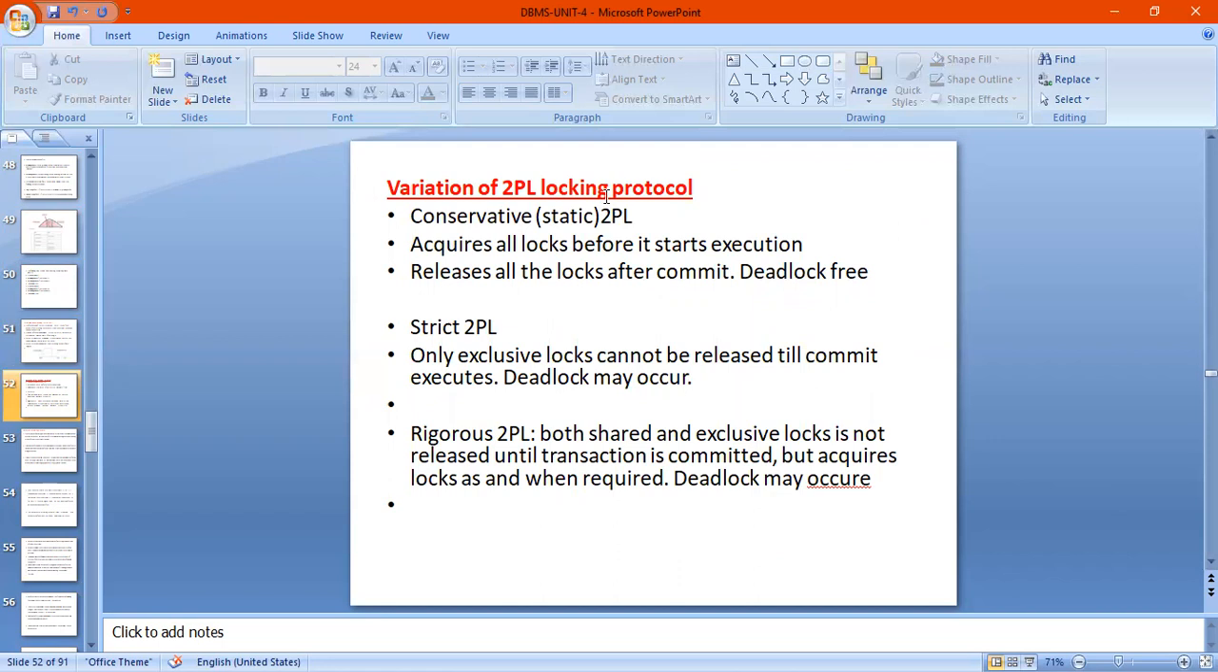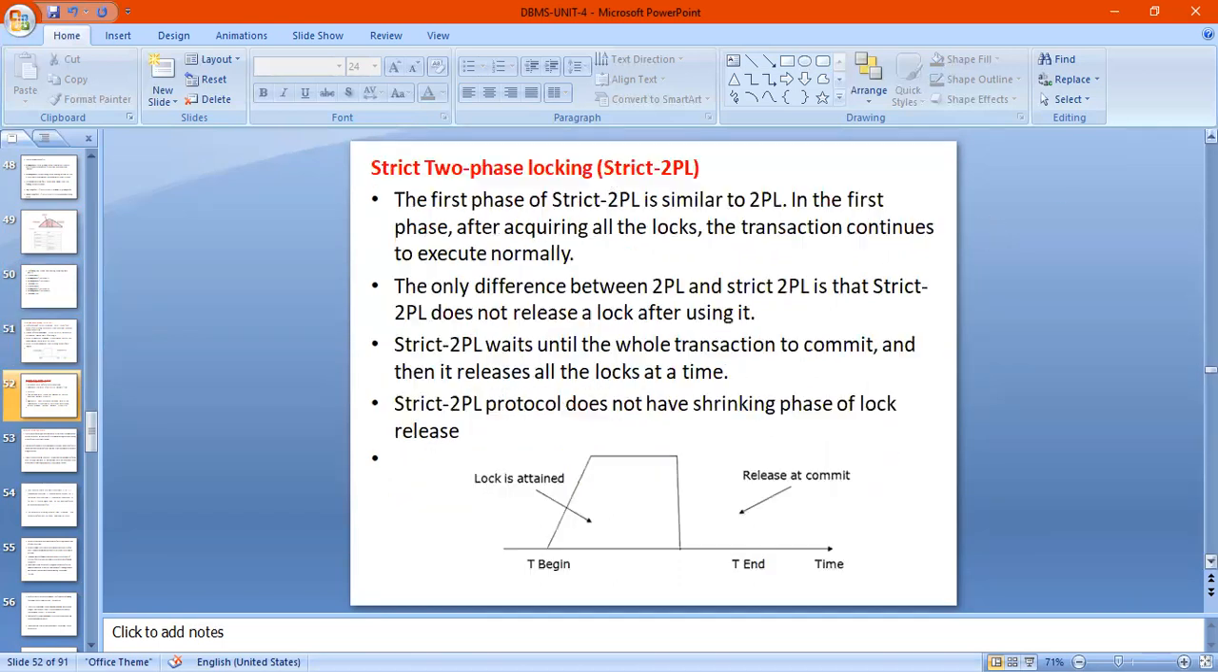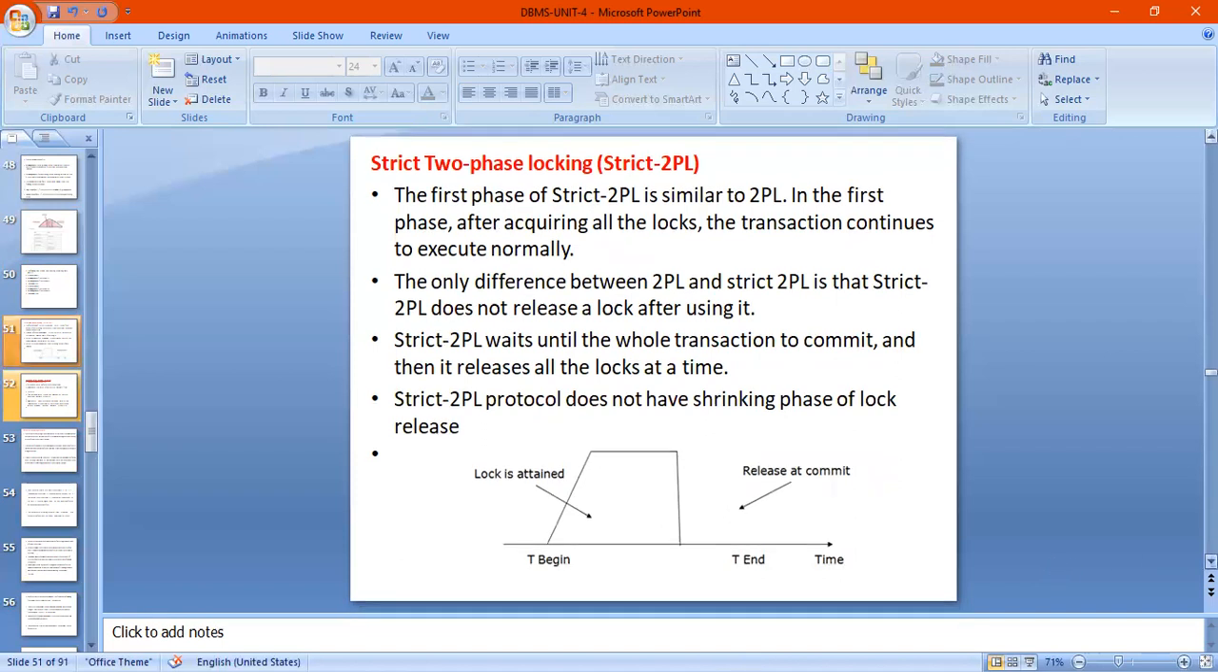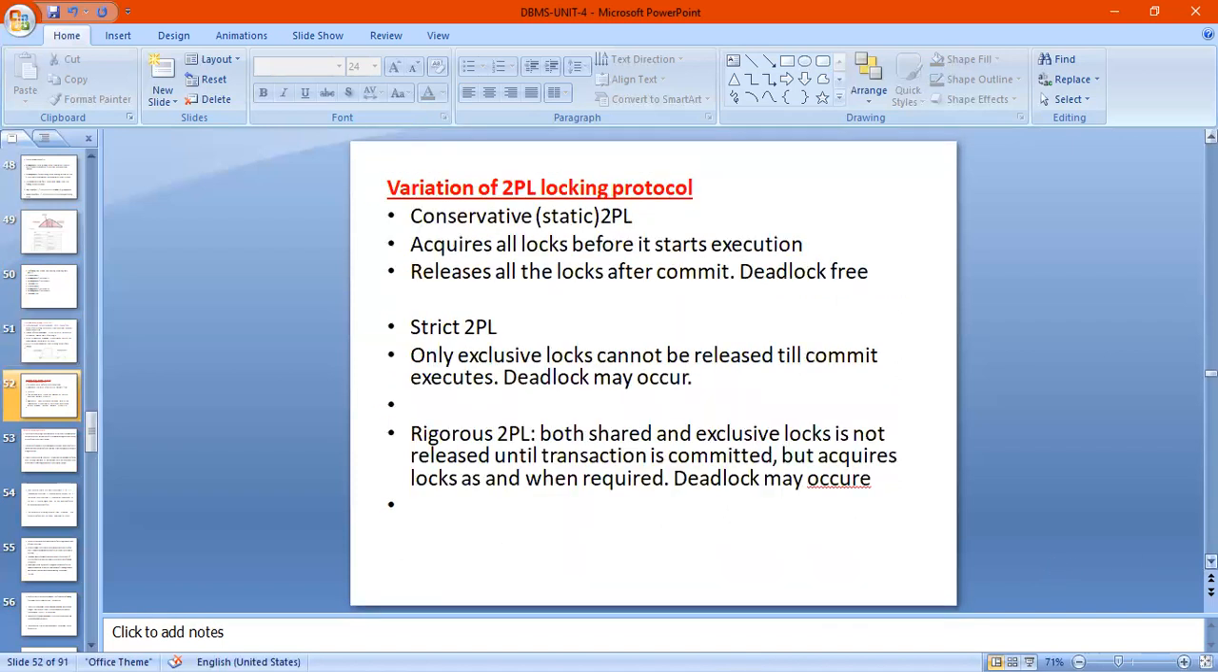Variations of the two-phase locking protocol. As shown in the figure for strict two-phase locking, the lock is attained and then released at commit. T begins and T ends, over time.